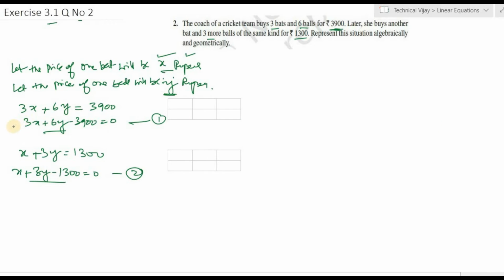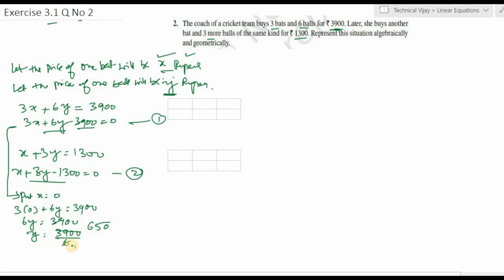So first we will consider this first equation, put x is equal to 0, so 3 into 0 plus 6y is equal to 3,900. Okay, minus 3,900 we have brought to the RHS. So here 6y is equal to 3,900. So y is equal to 3,900 divided by 6. 6 ones are 6, 6 sixes are 36. So 30, 6 fives are 30. So 0. Okay. So y is equal to 650. This is x and this is y. When you put x equal to 0, y is equal to 650.